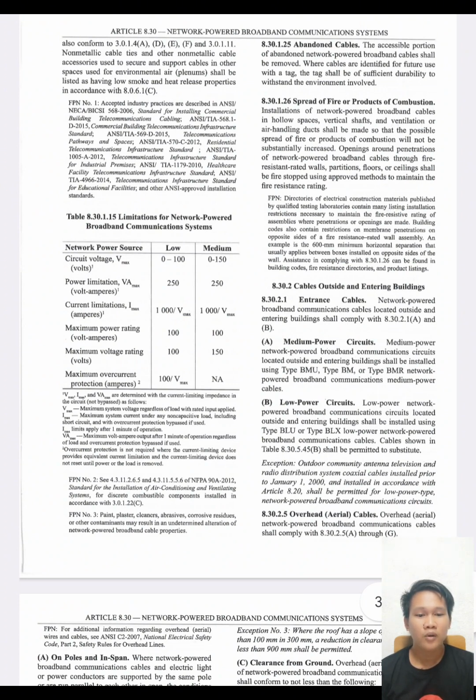Next we have B, Low power circuits. Low power network-powered broadband communication circuits located outside an entering building shall be installed using Type BLU or Type BLX low power network-powered broadband communication cables. Cables shown in Table 8.30.5.45b shall be permitted to substitute. So next we have 8.30.2.5 Overhead or aerial cables. Overhead or aerial network-powered broadband communication cables shall comply with 8.30.2.5a through G.